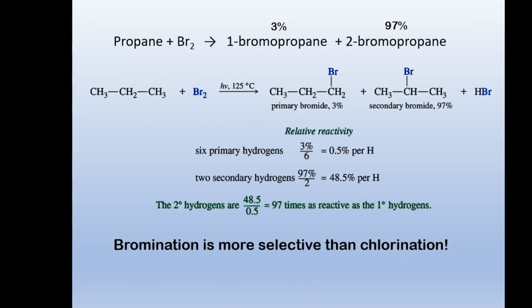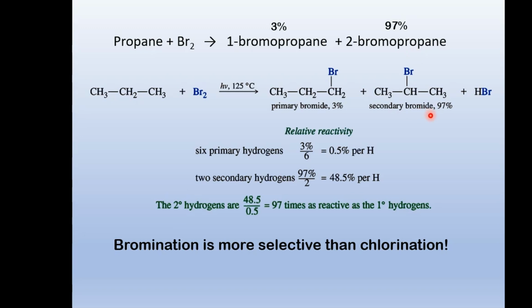Well, now we're going to go to the propane and the bromine, and we run the reaction. We see the same phenomenon going on where we get less of the 1-bromo and more of the 2-bromo, but it's even more pronounced. We're only getting 3% of the 1-bromo and 97% of the 2-bromopropane. So I might have said earlier when we looked at that energy of activation slide and the relative rates, I told you straight up, bromine is more selective than chlorine.